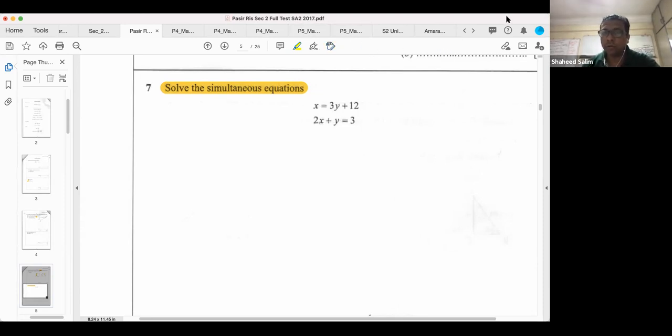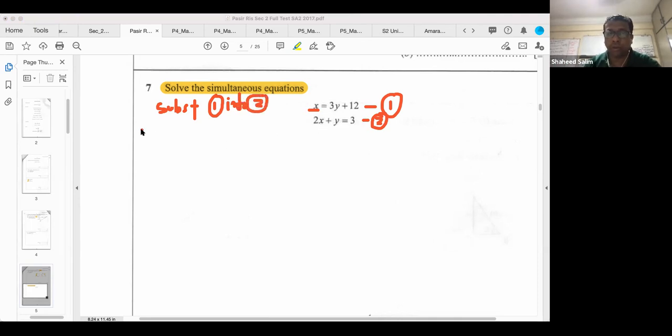Okay, so I'm going to call this 1 and call this 2. So we substitute 1 into 2. Why can I substitute? Because they tell you what's X. If you have x like that or y like that, you can substitute straight into 2. So this is equation 2, 2x.